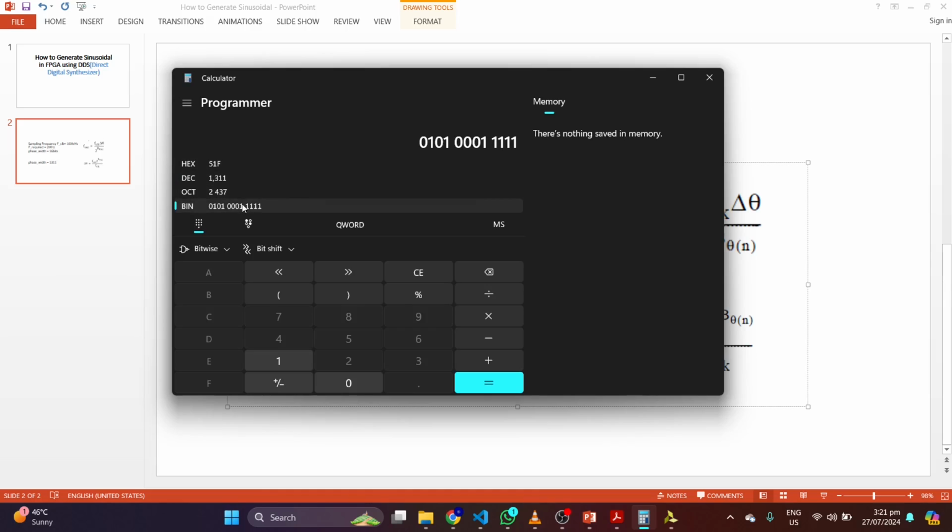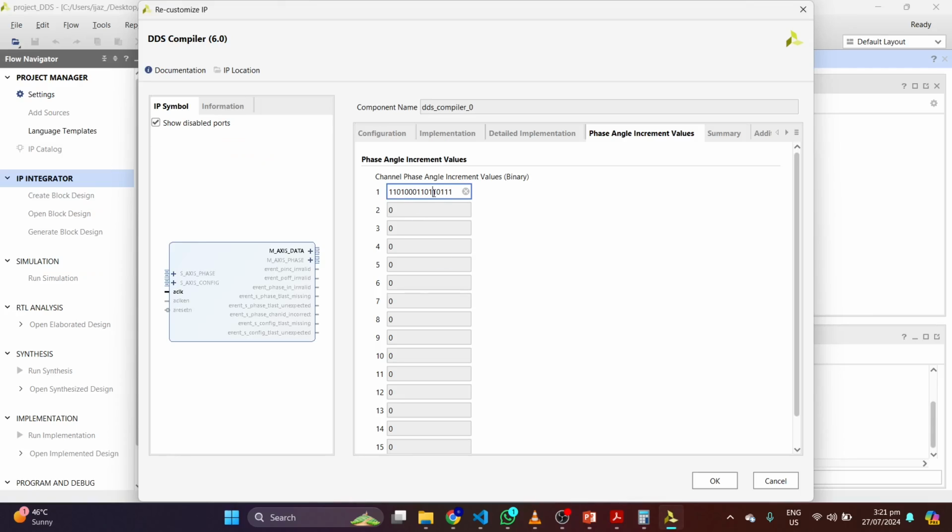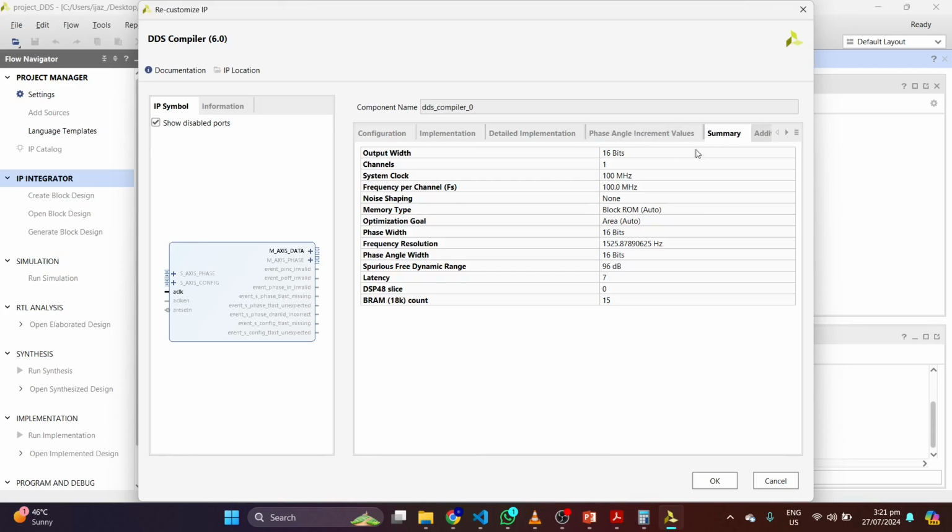I have to calculate this decimal value, but it needs to be converted into a binary value. The binary value I got is this one, so I will just copy and paste it over here, and this is the summary. Output width is 16-bit, only one channel. System clock is 100 mega, and this is also the sampling frequency, and this is the memory and other parameters. Phase width is 16-bit, phase resolution is 1.5 kilohertz, and all the other parameters.